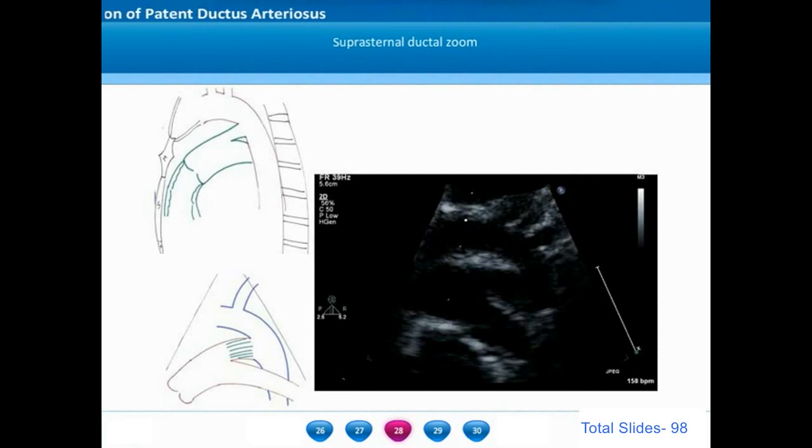We can appreciate the proximal portion of the descending thoracic aorta, the aortic end of the ductus, the length and width of the ductus, and its insertion in the pulmonary artery bifurcation in this view.